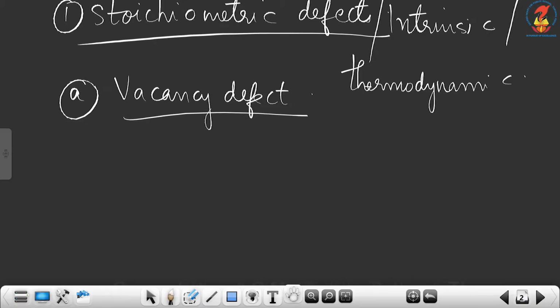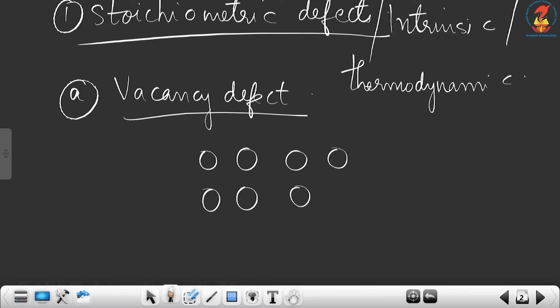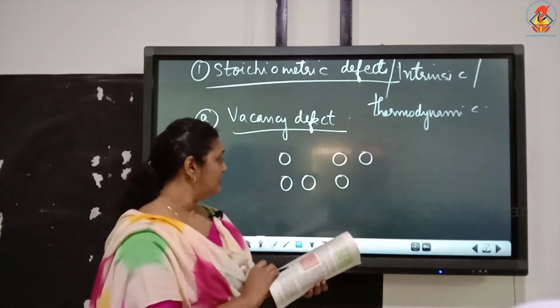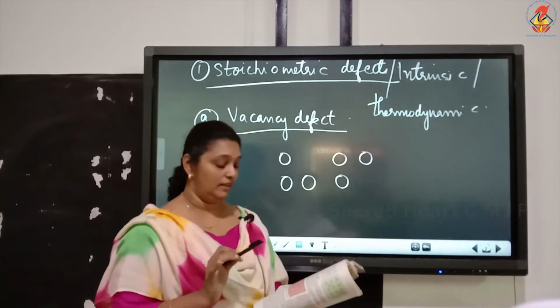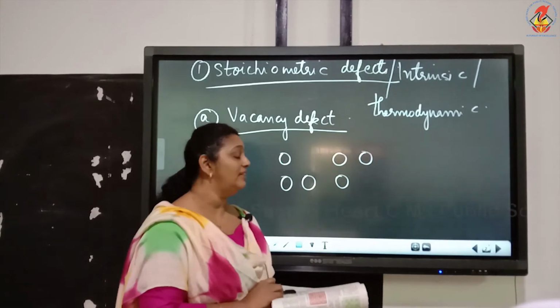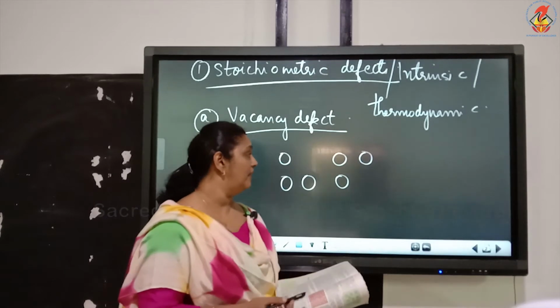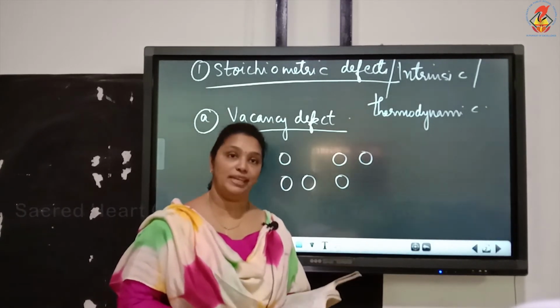Now, if we draw a diagram for vacancy defect, these are the spheres or atoms or constituent particles. If some of the lattice points are vacant, suppose this is vacant, we can say that there is vacancy defect in this crystal. Since some constituent particles are missing, it will result in a decrease in the density of the crystal. And this defect can also develop when you heat a substance. So that is vacancy defect.